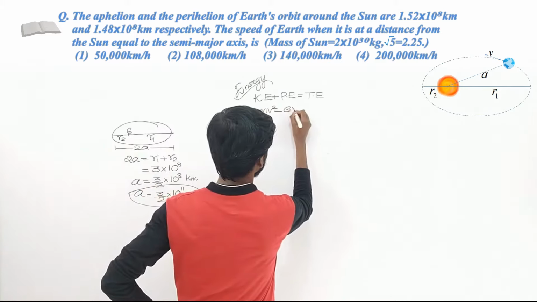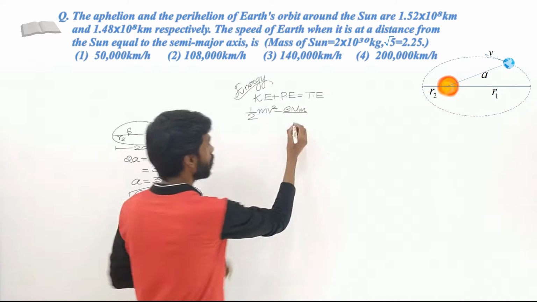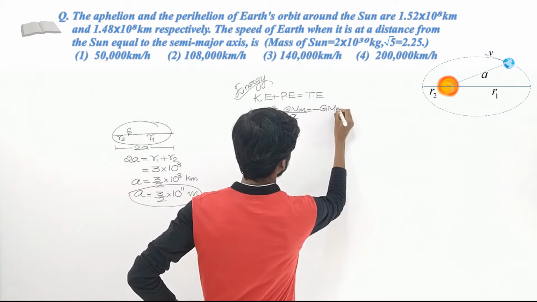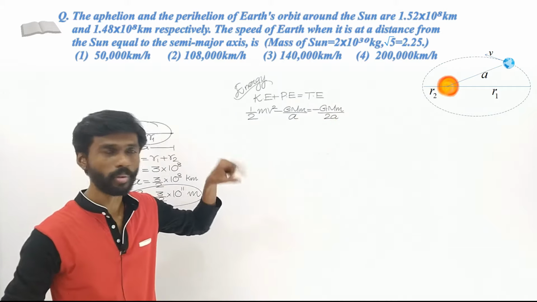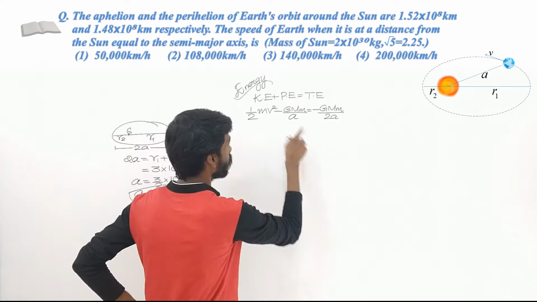So minus GM divided by r, the distance, but that distance is given in the question, a, and that must be equal to the total energy minus GM divided by 2a. So this value is a constant at any point on the orbit. So this is a constant value. So this sum is always a constant. So let us now do the calculation here.